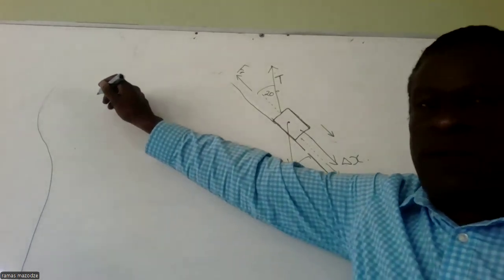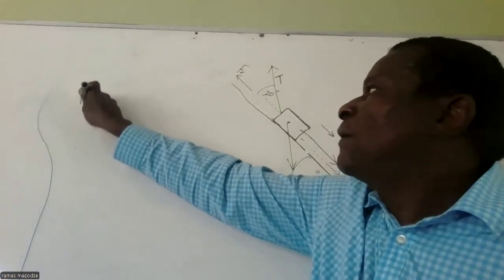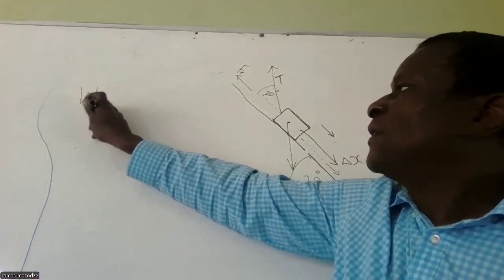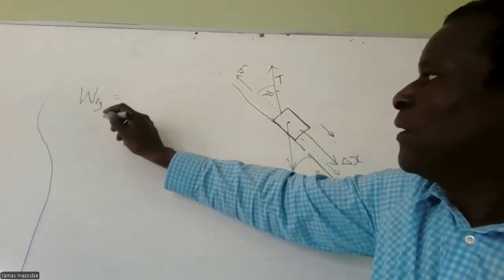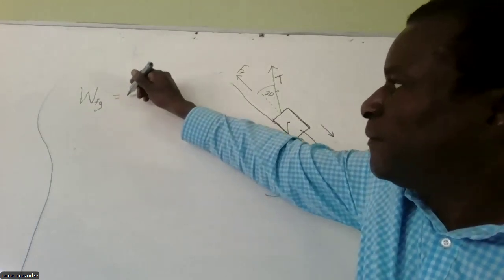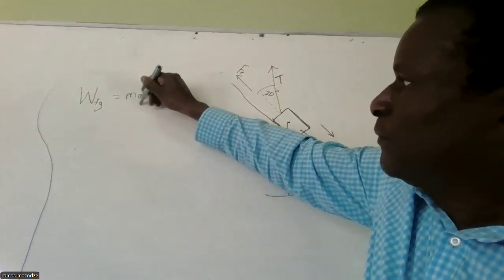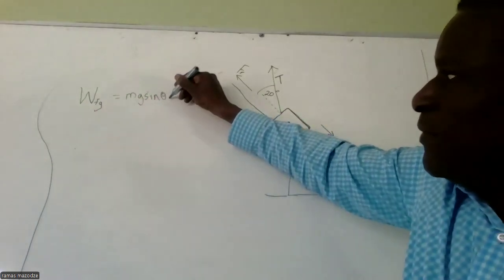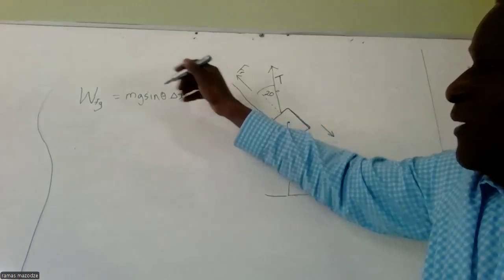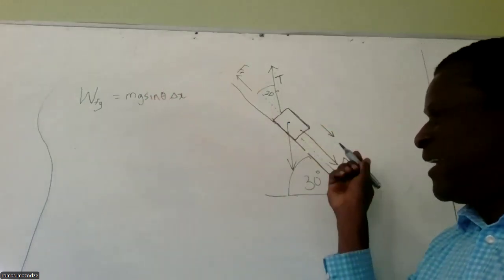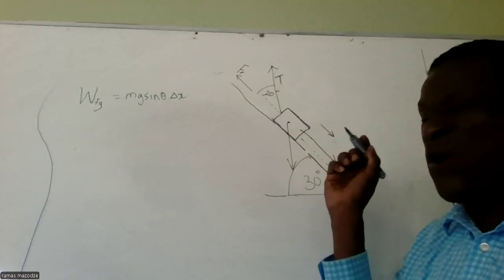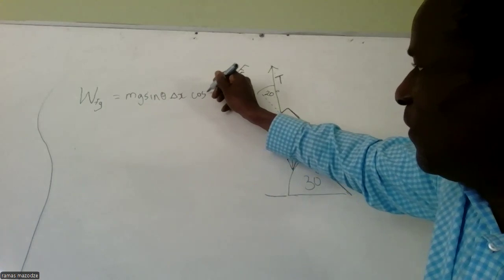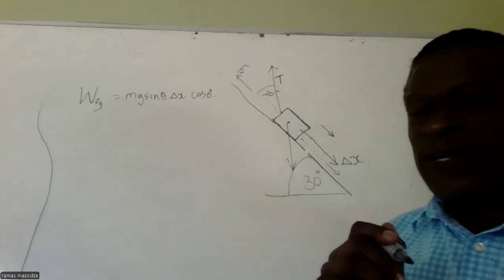So let's write it down. The work done by the gravitational force is going to be mg sin theta times delta x. Let's write quickly so that we don't waste time. Now that delta x is lined up in the same direction as the displacement, so we are going to use times cos of theta. Very good, that's the positive work done.